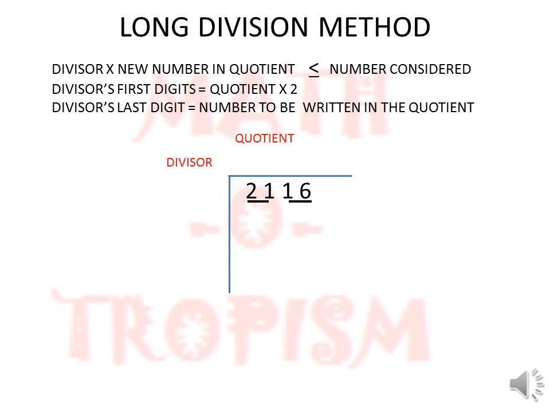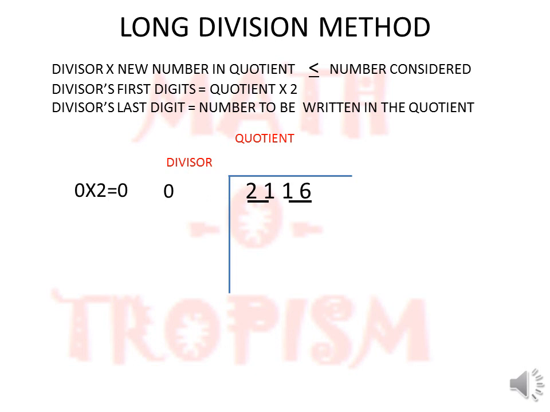So I have just listed out the rules to remind you. The divisor into the new number in the quotient will be less than the number considered. The divisor's first digit will be equal to twice the quotient, and the divisor's last digit will be equal to the number written in the quotient. So when I start with 21, there is no number in the quotient, so the divisor's first digit will become 0 into 2, which is 0.